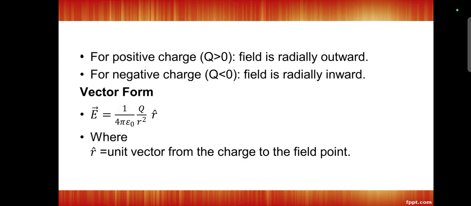For a positive charge, Q is greater than 0, that is the field is radially outward. For a negative charge, Q is less than 0, that is the field is radially inward. In vector form, E is equal to 1 by 4 pi epsilon naught into Q divided by R square into R cap. As we said earlier, R cap is the unit vector.